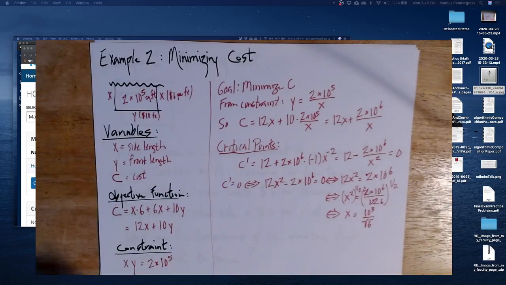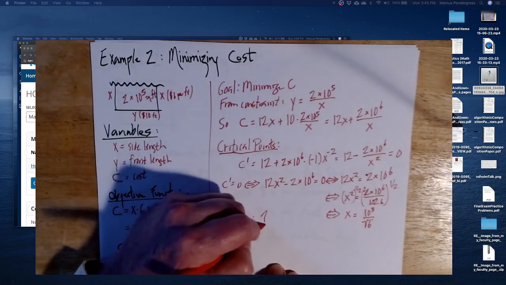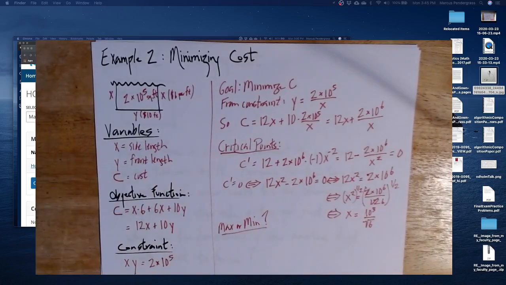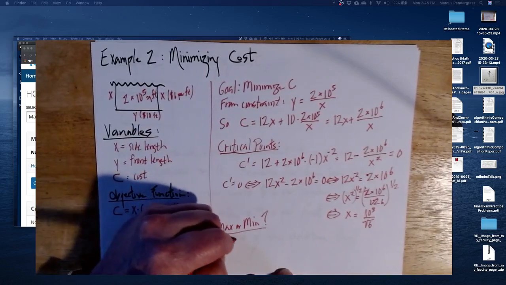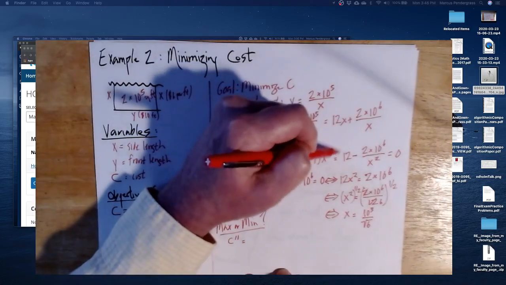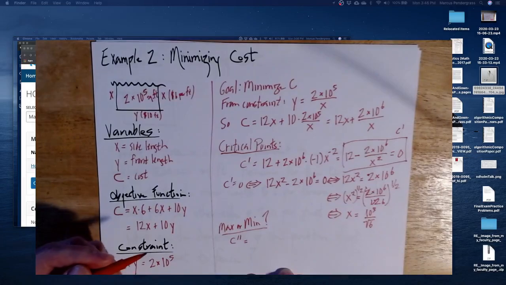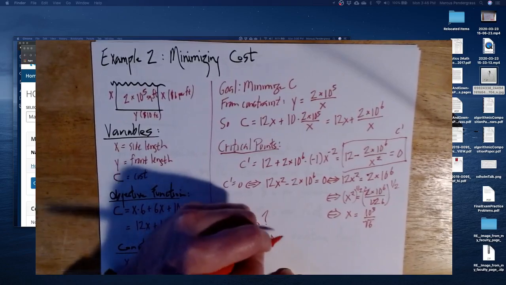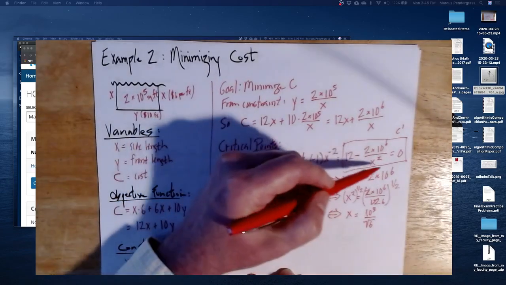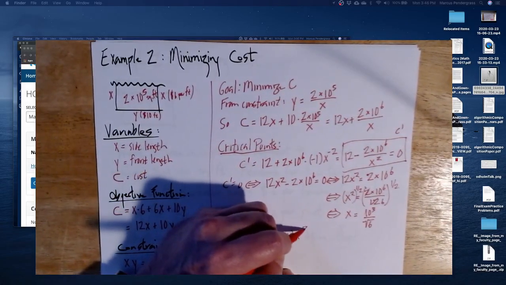Does it provide a maximum or a minimum? Well, there's where we want to look at the second derivative. The second derivative test tells us whether we've got a maximum or a minimum. So if we look at c double prime, that's going to be the derivative of my c prime, this guy right here. And so the derivative of 12 is 0, and then we would get minus 2 times 10 to the 6th times the derivative of x to the minus 2, right? So that would be minus 2x to the minus 3.